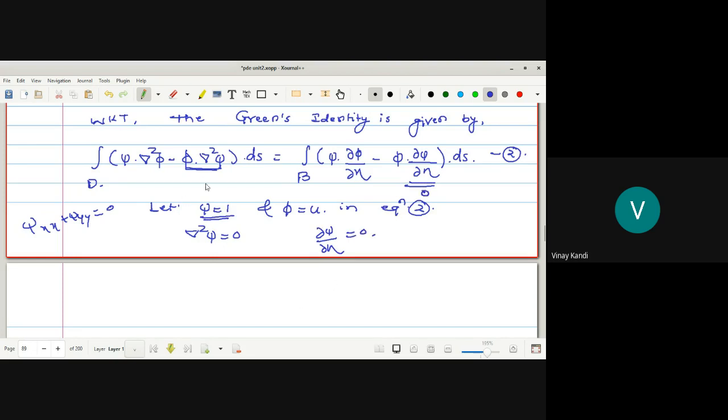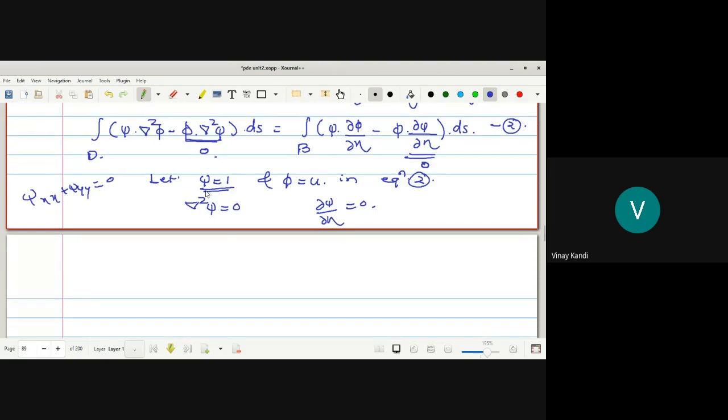Okay, so what do we have then? Integration on the region D of 1 into del square phi, sorry, phi is equal to u, del square u ds is equal to integration on the boundary B of the term with 1, that is, ∂u/∂η into ds. Give it an equation number 3.